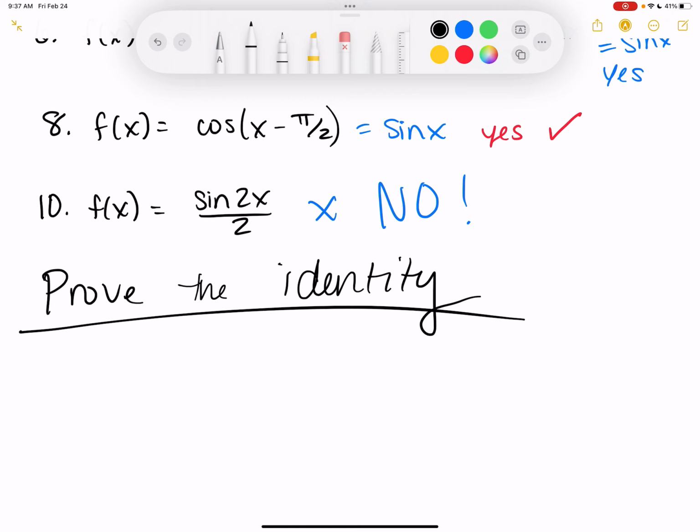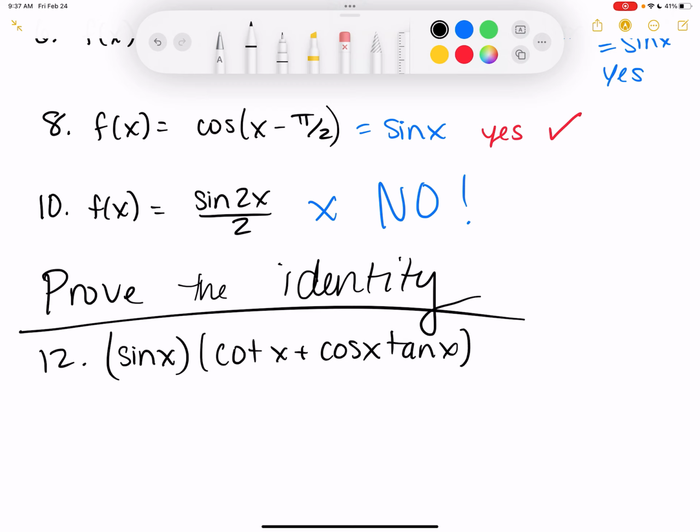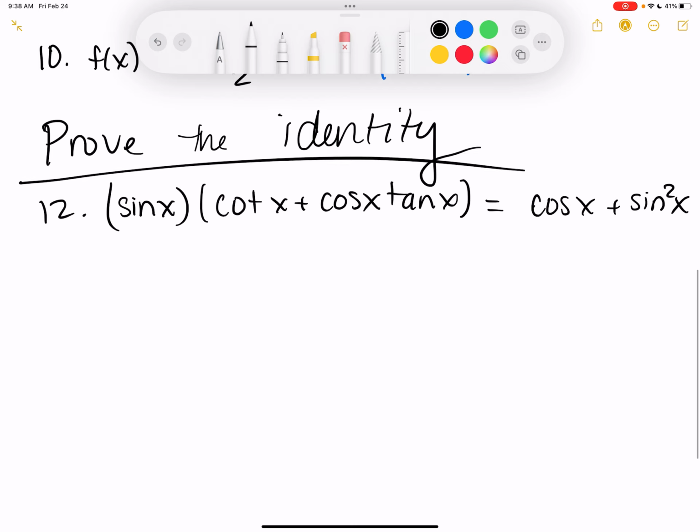Number 12. Sine of x times cotangent of x plus cosine x tangent of x is equal to cosine x plus sine squared of x. Okay, that's enough, I think. So we're going to leave the right side alone, only the left side, and we're only going to change the left side.